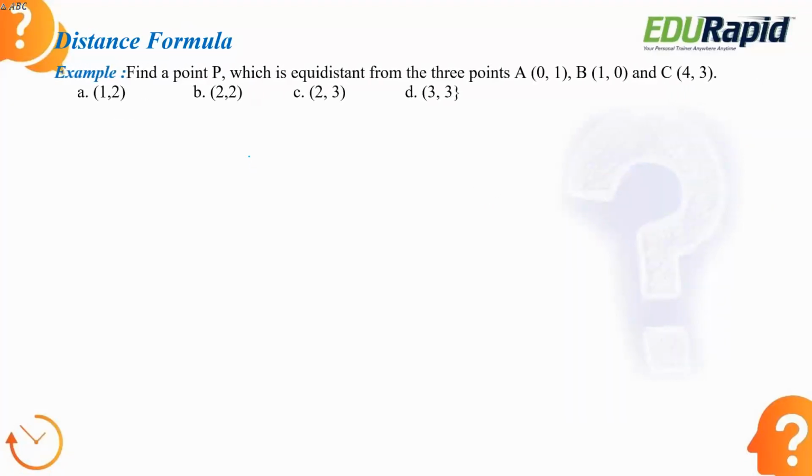Let us explain this with an example. Find a point P which is equidistant from three points A, B and C. How do we solve this? You're supposed to find a point P which is equidistant from three points. As I told you, the distance formula is between two points, right? So how do we solve this?